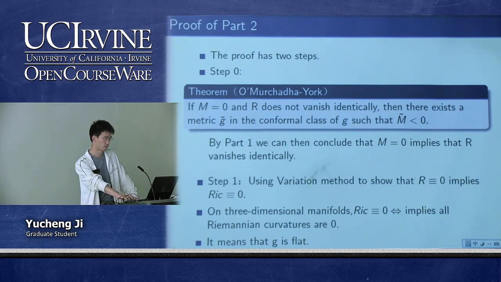Okay, so step 1 is to use a variation method to show that R vanishes identically implies Ricci vanishes identically. It's just the whole thing.